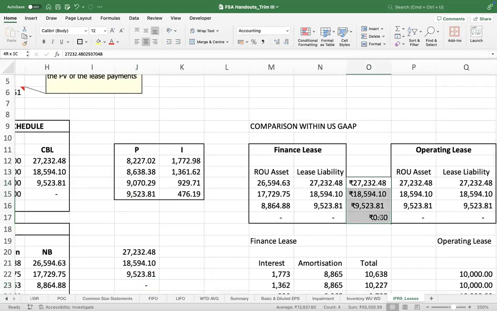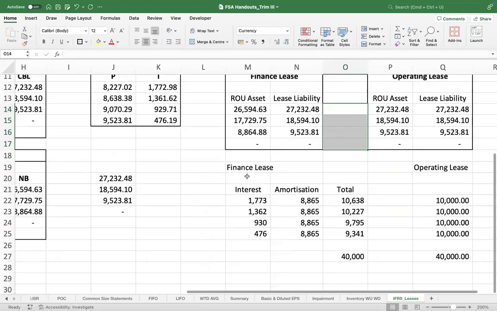So basically what we are trying to do here is we are just reducing the ROU asset also by the principal amount. So the lease liability and ROU asset schedule will be exactly similar in operating lease. Okay, that is the point.